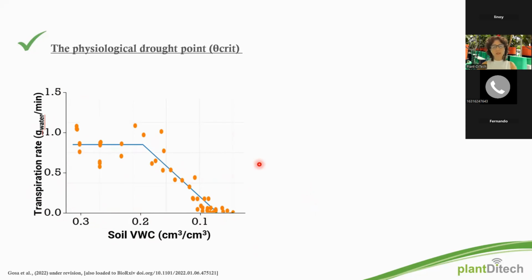Now when we do this, by the way, we can identify the stress point. This is the point where the transpiration rate starts to be reduced at this soil water content. So let's say 0.2 here, this is the soil water content where the theta crit starts, and from that point on, the plant is in stress.